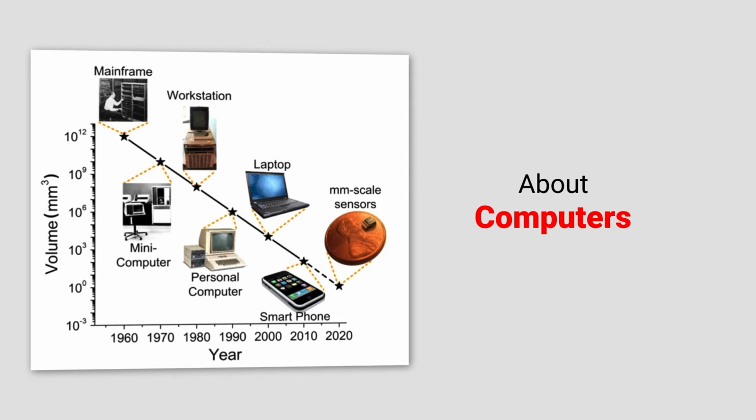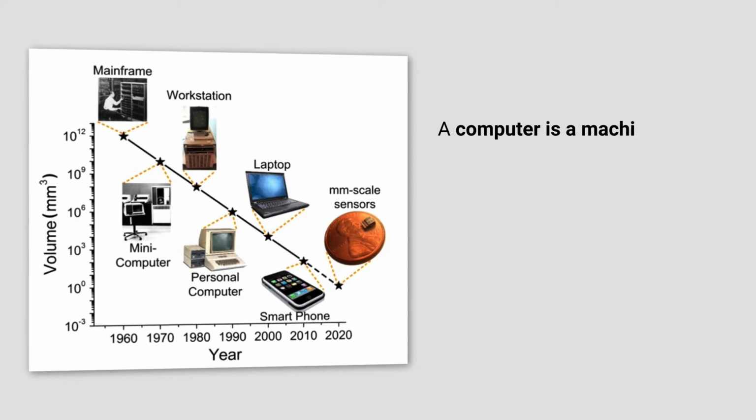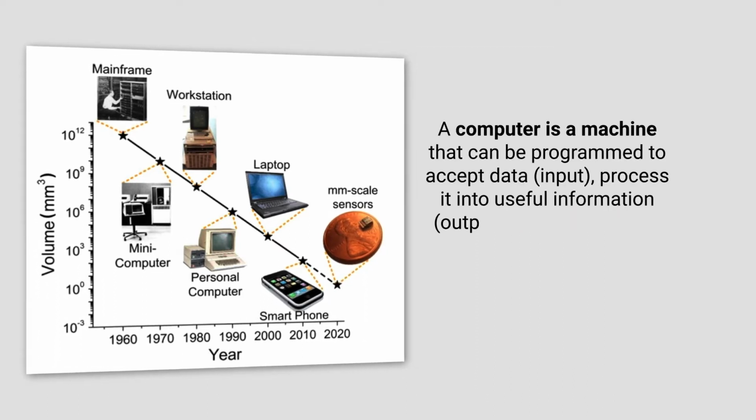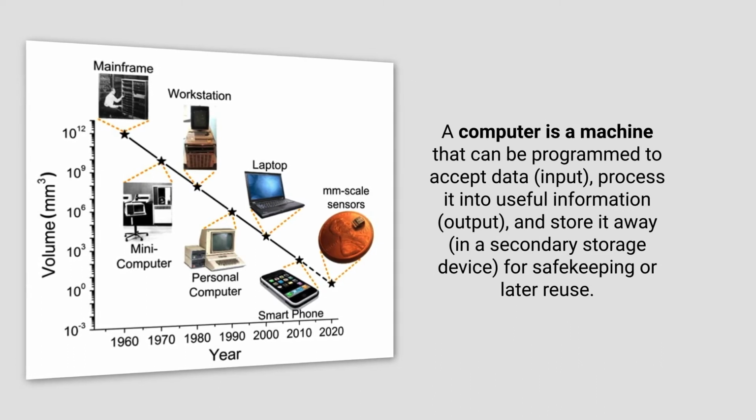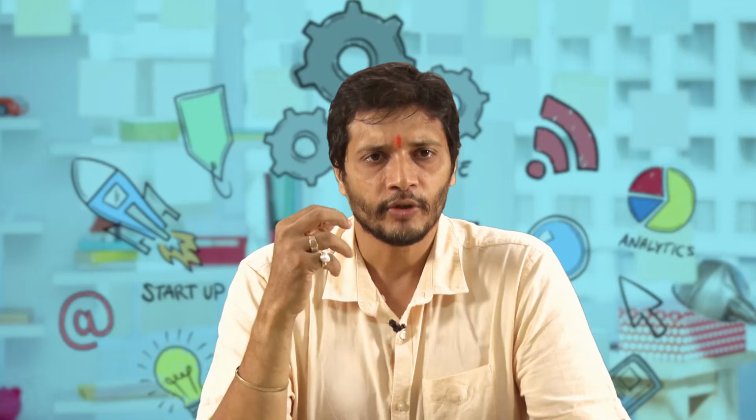This is a graph from 1960 to 2020 onwards. A computer is a machine that can be programmed to accept data input, process it into useful information, that is output, and store it away in a secondary storage device for safekeeping or later reuse. So this is a very common definition. This is a statement which we all know: there's an input, there's an output.